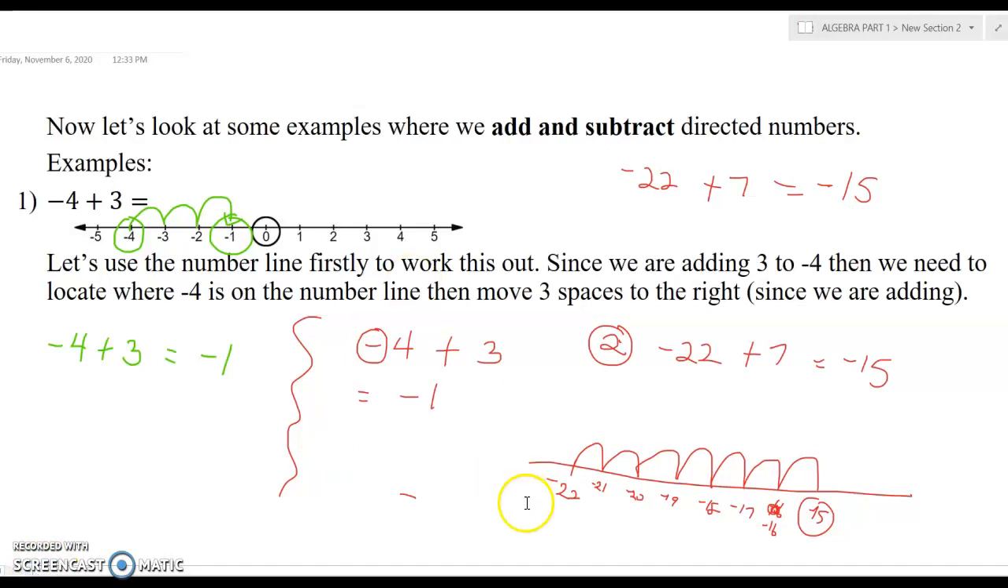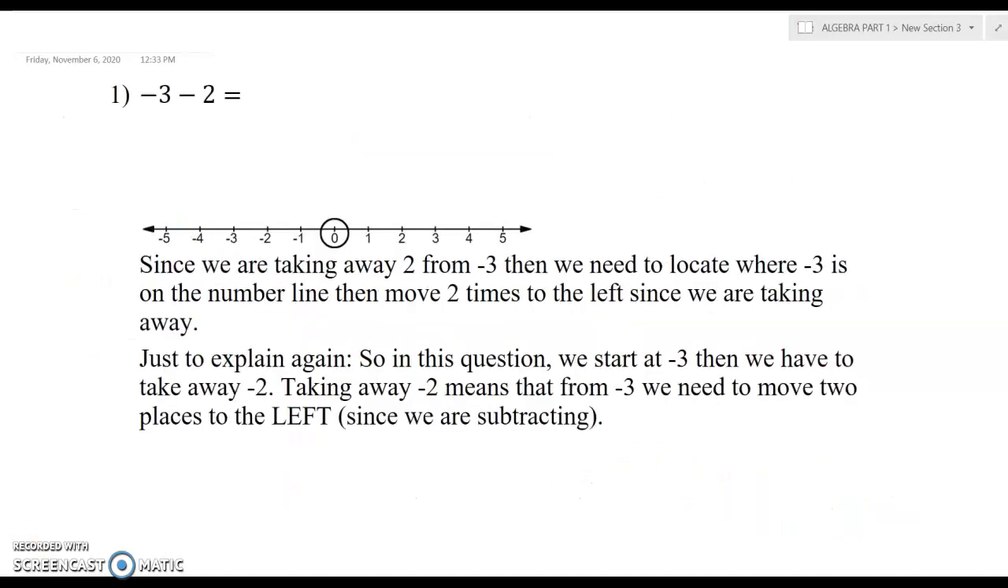So now, let's look at another example. So now we have negative 3 take away 2. Okay, let's use the number line, locate where negative 3 is right here. And we are taking away 2. That means we are moving to the left. So we're going to take away 1. Then we're going to take away 2. My answer is negative 5.